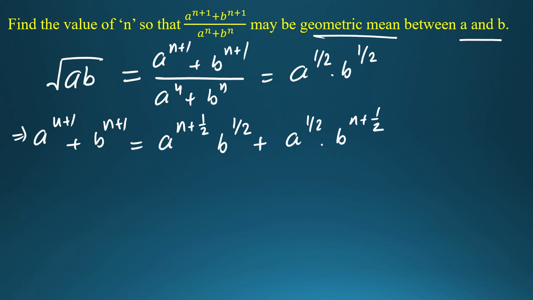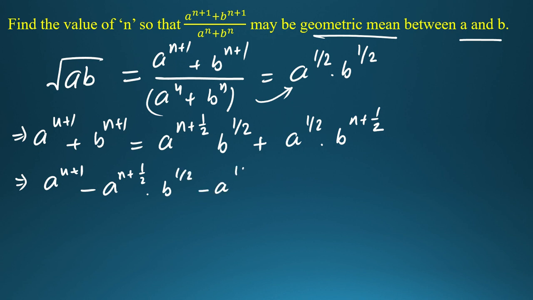What I have done here, I have cross multiplied this bracket to the right hand side and then applied the distributive property. Now what we can do next is simplify this. Write the values of a and b together. So this is a to the power n plus 1 minus a to the power n plus half times b to the power half minus a to the power half times b to the power n plus half plus b to the power n plus 1 is equal to 0. What I have done? I have shifted the right hand side to the left hand side.